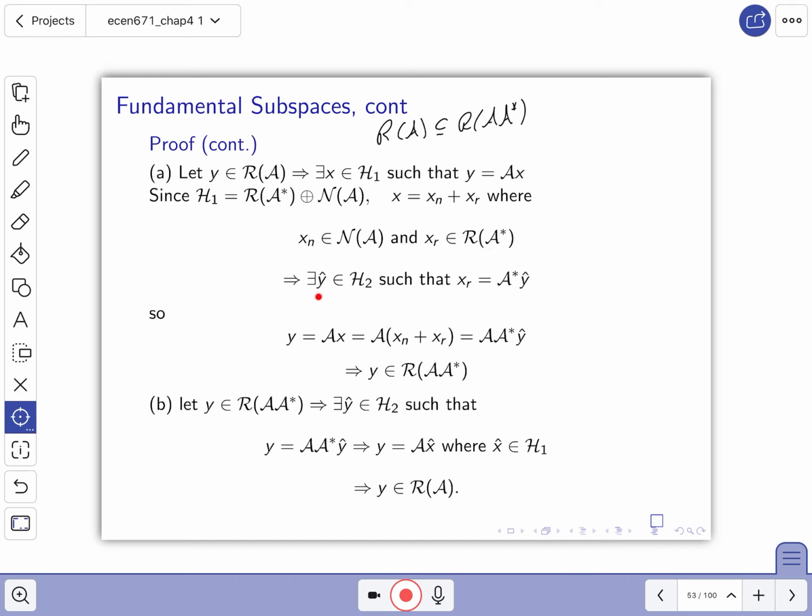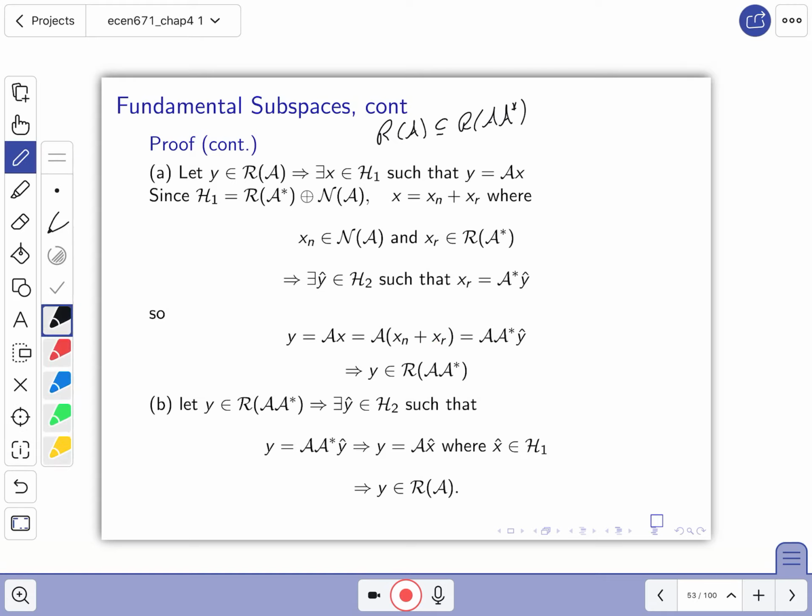What does that mean? Well, it means that there's an element y hat in H2 so that y hat maps through A star to xr, which is in the range space of A star. Okay, so we can then write y is going to be A operating on x. We've decomposed x as xn plus xr, and xn is contained in the null space of A. So when A operates on xn, we get 0, and so this is just A operating on xr.